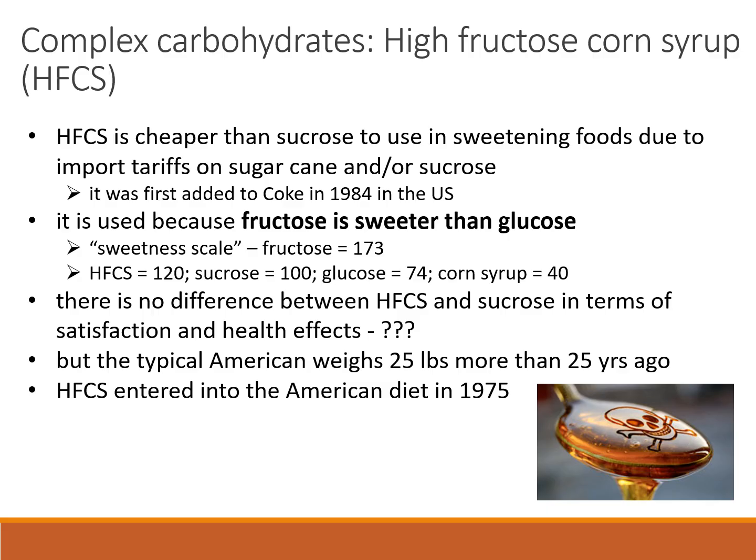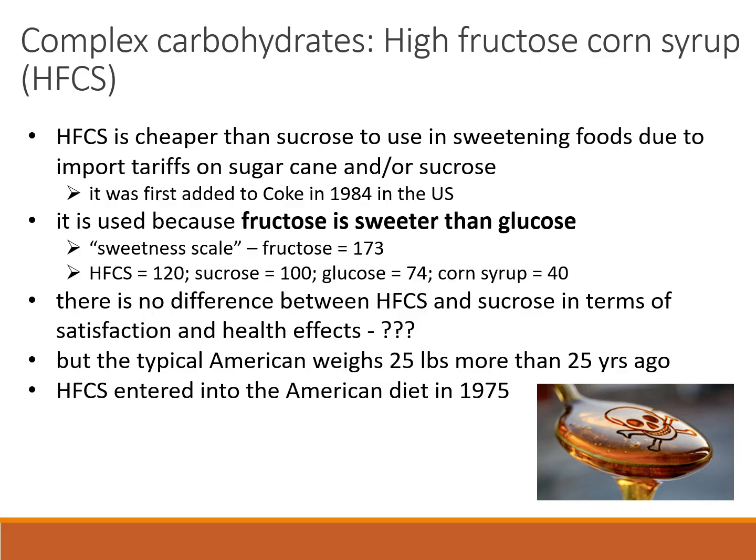As a matter of fact, it was first added to Coca-Cola in 1984. And not only is it cheap, but if you can chemically modify it to add more fructose, you get a sweeter corn syrup. On the sweetness scale, fructose is given the number 173. Don't ask me where these arbitrary numbers came from. Sucrose is given the number 100. Glucose is given the number 74.